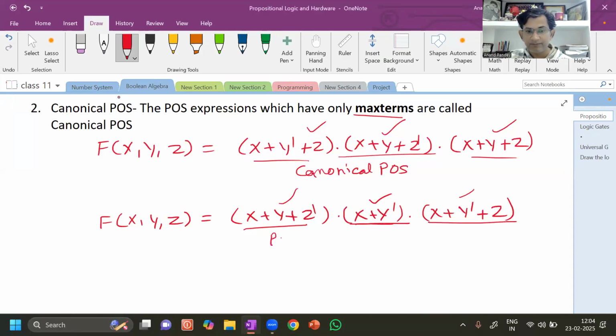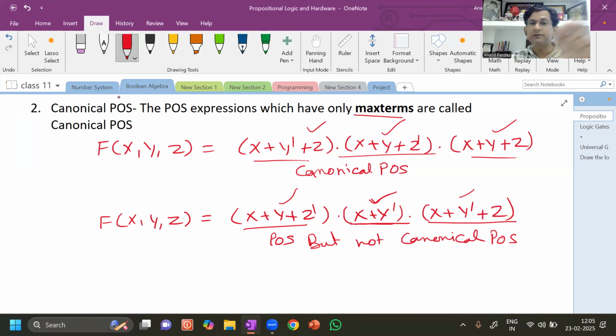So this expression is POS, but not canonical POS. POS तो है लेकिन canonical नहीं है, क्योंकि सारे जो टर्म है वो मैक्स टर्म नहीं है, सिर्फ दो ही टर्म मैक्स टर्म है, ये जो टर्म है मैक्स टर्म नहीं है. That's why it is a POS, but it is not canonical POS. Okay, in the examination you may get a question where one expression will be given and you need to convert that normal expression into canonical form. Such a question of 2 marks will be there in the examination, which I will tell you about. So this is about canonical POS and canonical SOP.